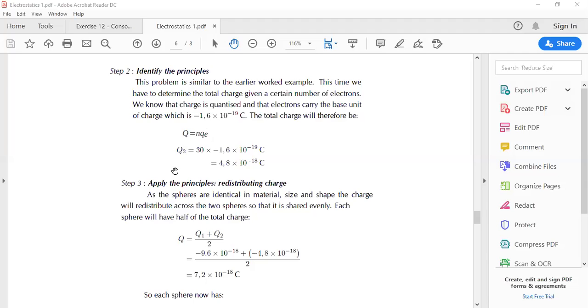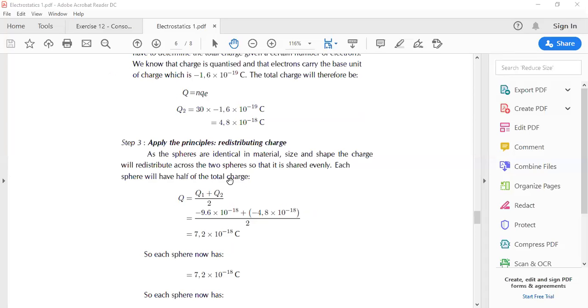So we're going to substitute. There are 30 electrons, so where there's N, we substitute 30, multiplied by the charge on a single electron, which is negative 1.6 times 10 to the power negative 19. You multiply, and you get 4.8 times 10 to the power negative 18 coulombs. C is the unit for charge, which is coulombs. Then after that, we go back to the two objects.